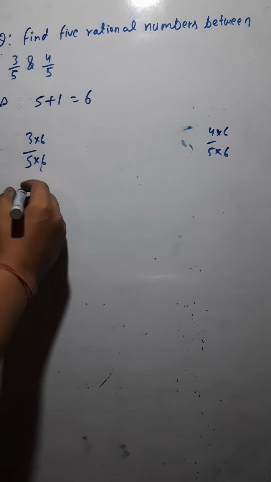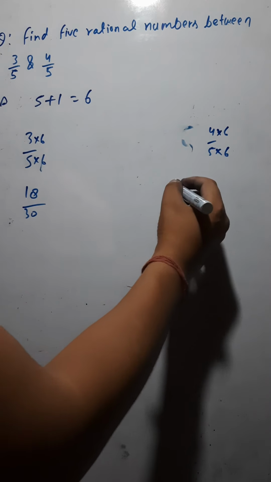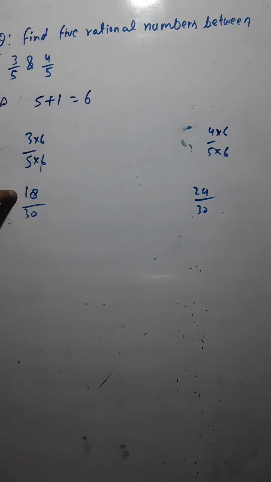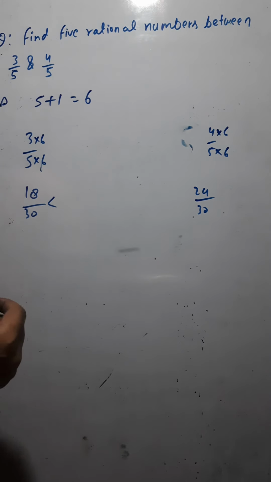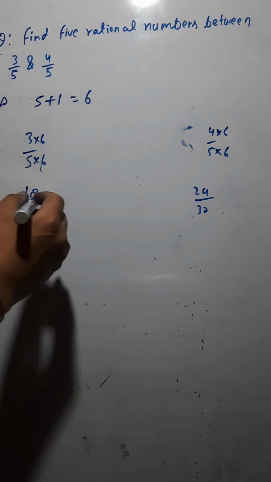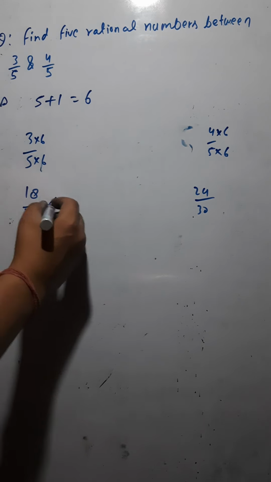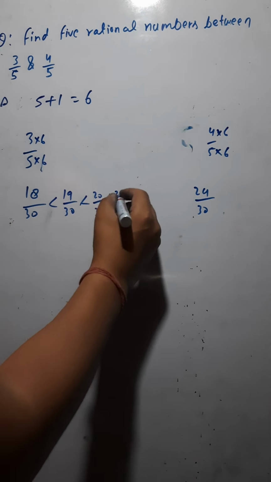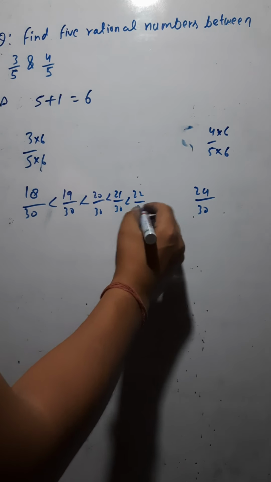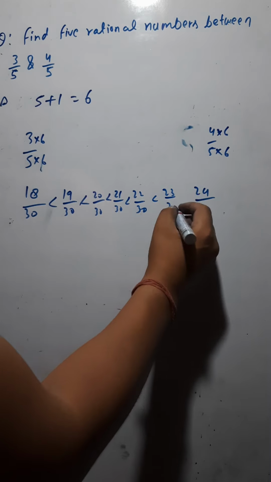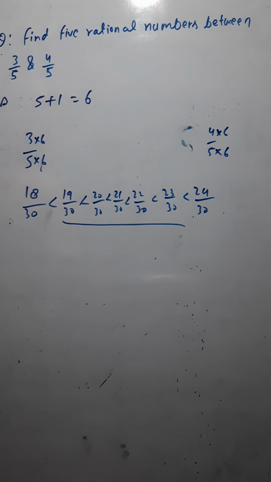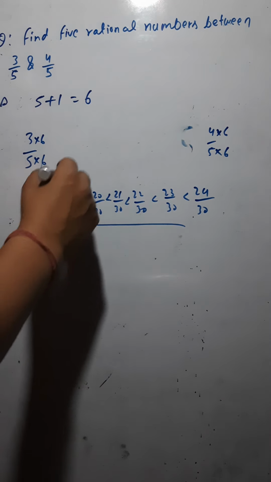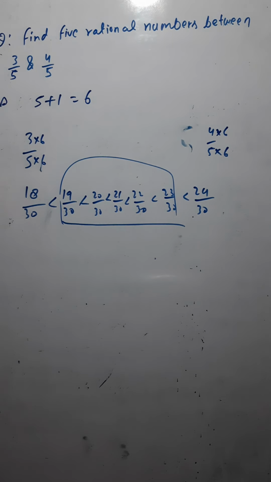You would be getting how much? 6 threes are 18 by 30, and 6 fours are 24 by 30. On the basis of this you can find the numbers greater than 18. The number greater than 18 is 19, yes, 19 by 30. Then you have 20 by 30, 21 by 30, 22 by 30, 23 by 30, then 24 by 30. So these are the 5 rational numbers. The answer is 19 by 30, 20 by 30, 21 by 30, 22 by 30, 23 by 30. These are the 5 rational numbers between these two given numbers.